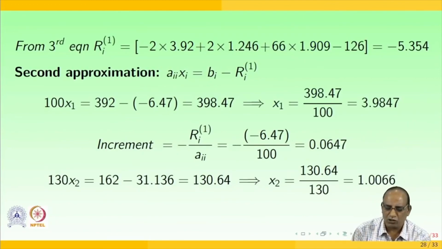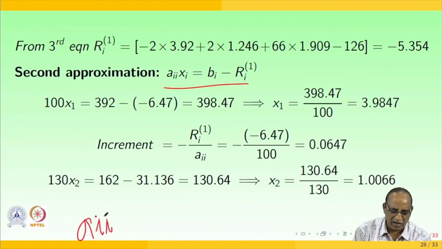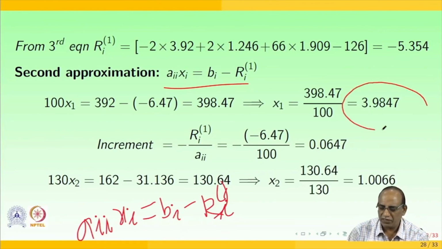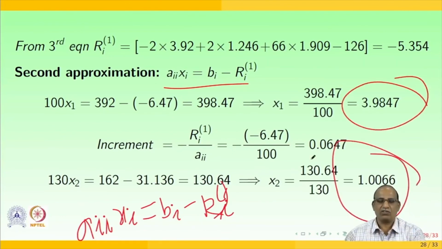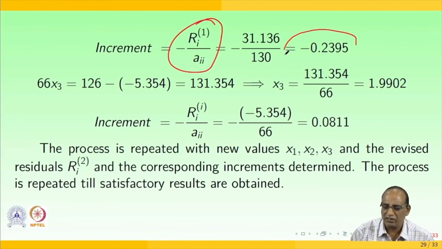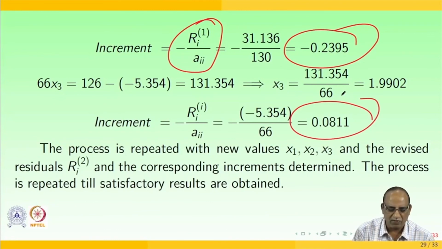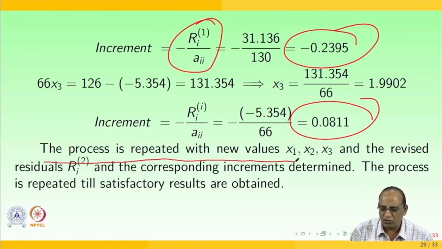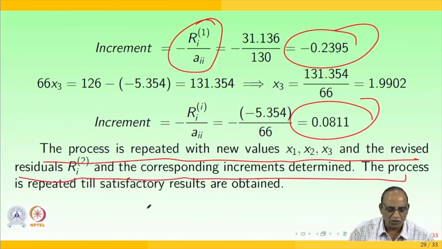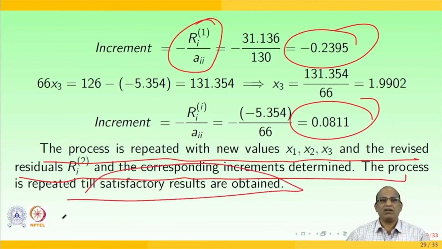And from the second approximation, that is AII XI will be equivalent to BI minus RI of 1. So you end up with this value. Third increment, when you do it, you end up with this value. So the way we did it in the previous case, the same thing can be computed over here. See that increment over here, minus Ri of 1 upon AII, which is equal to minus 2.2395, and the second increment is 0.0811. The process is repeated with new values x1, x2, x3 and revised residuals Ri2, and the corresponding increments are determined. The process is repeated till satisfactory results are obtained.